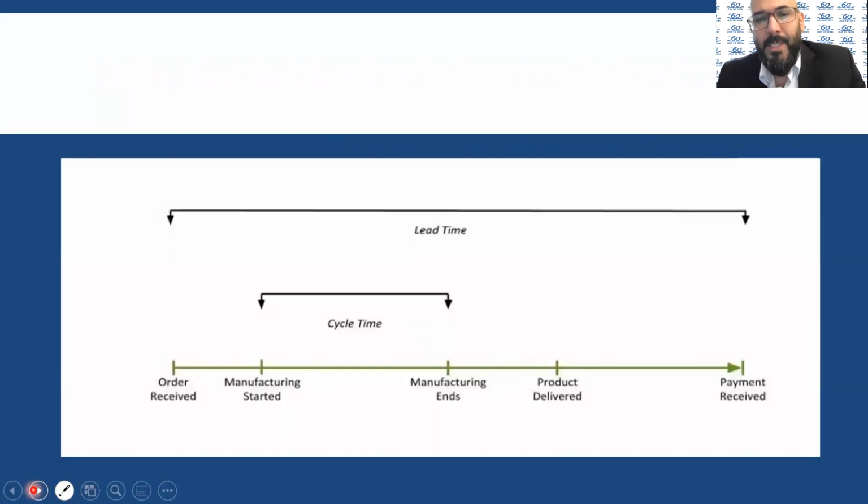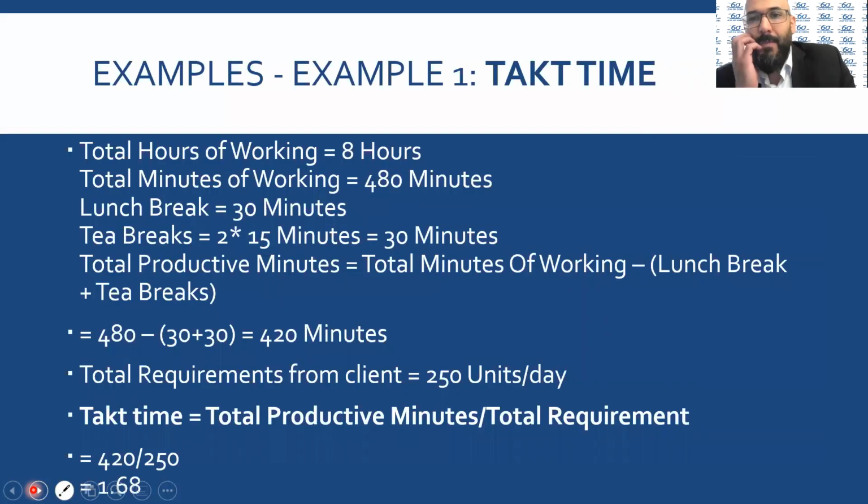Just to demonstrate the lead time versus the cycle time. Cycle time is shorter, a subset of the lead time. The lead time is from order received all the way until payment is received. But the cycle time is just for one process or the manufacturing process. And this is important because I want to share examples with you. There are a lot of questions on these examples, and these math questions will gain you more points in the Lean Six Sigma exam.